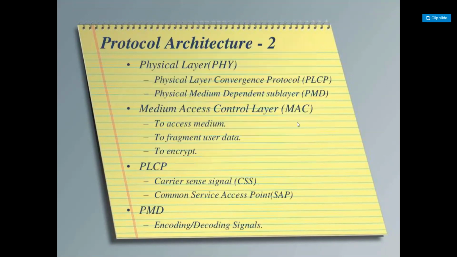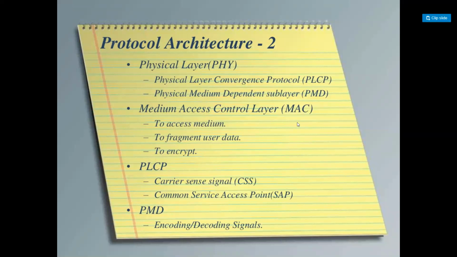Next, coming to the protocol architecture. As I told you, the physical layer is divided into two sublayers. One is the PLCP sublayer, the above sublayer of the physical layer, called the physical layer convergence protocol, and the below sublayer is the physical layer medium dependent sublayer, that is the PMD sublayer. Remember students, PMD means physical medium dependent sublayer.